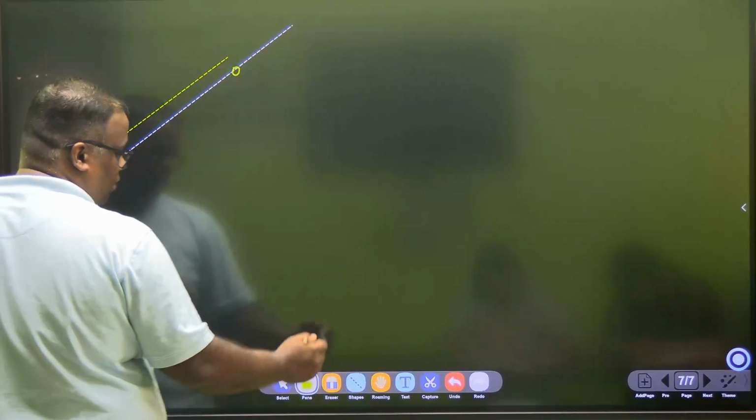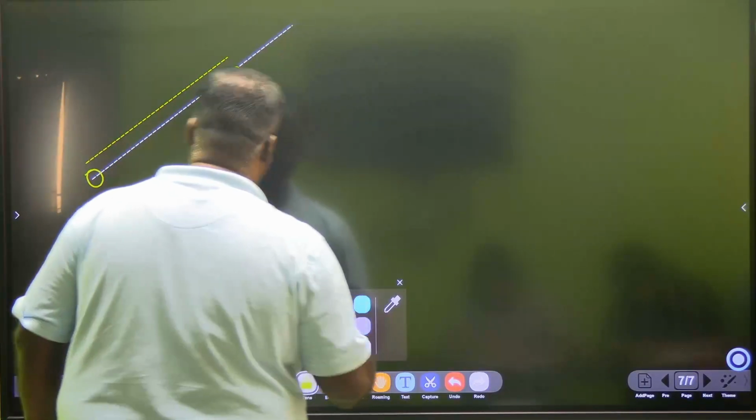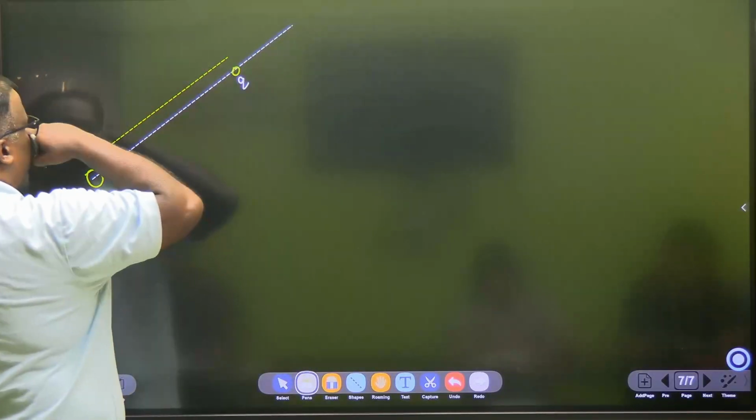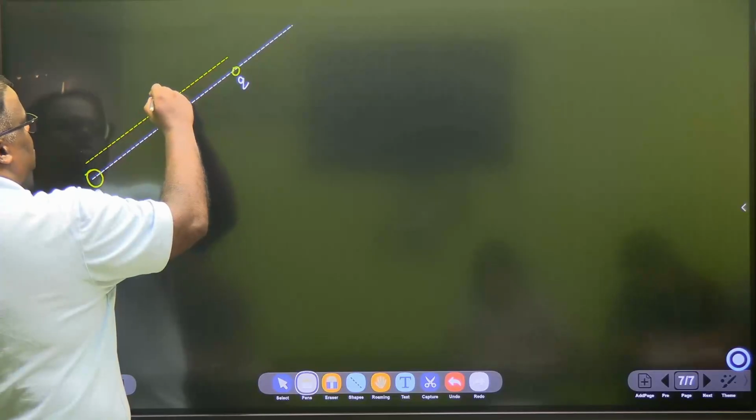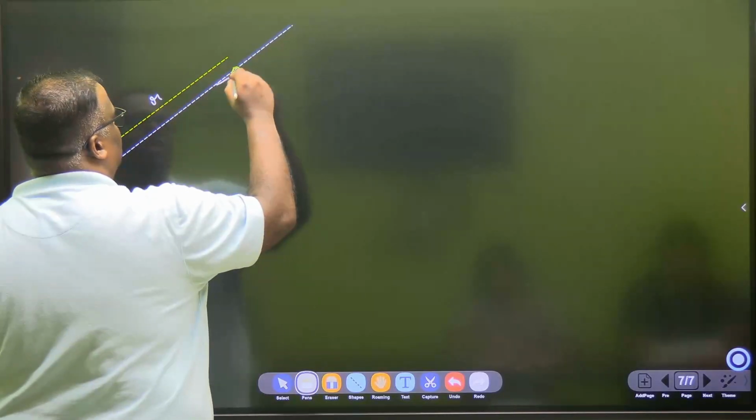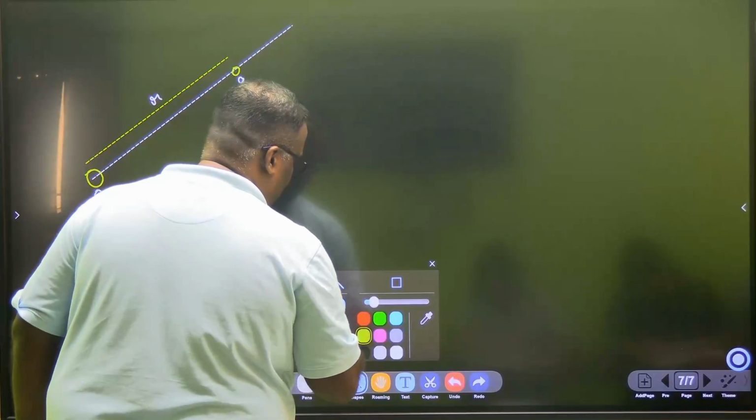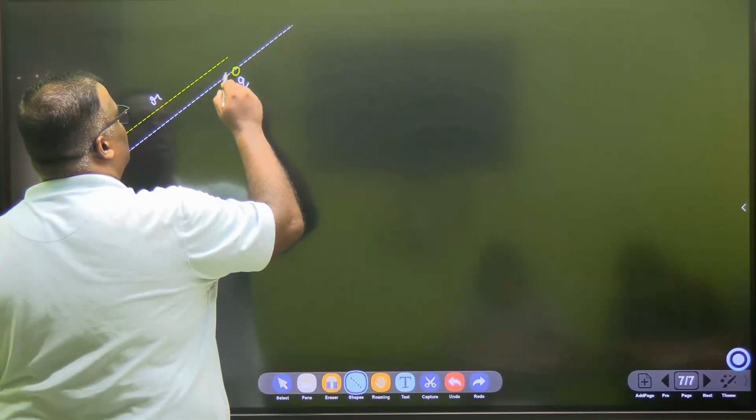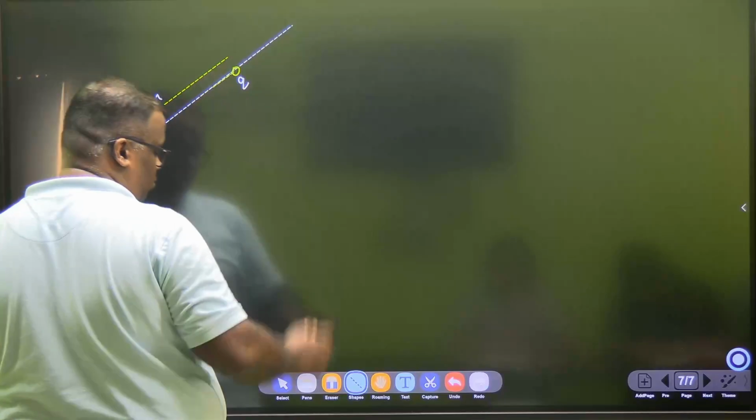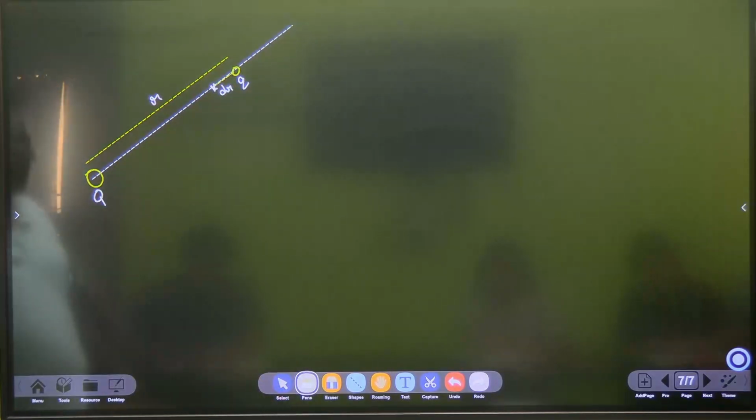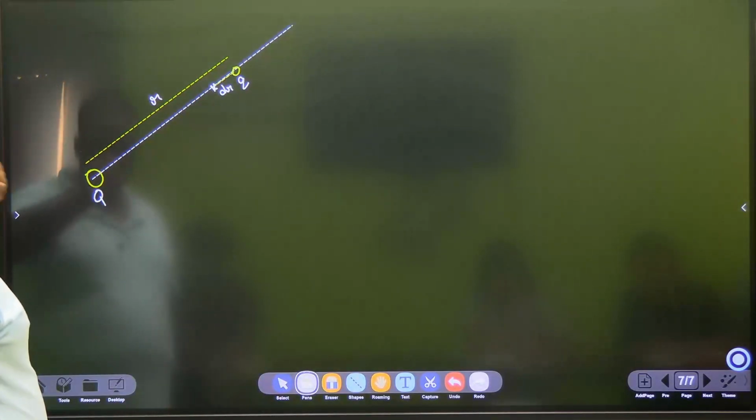So let's quickly put our values. This is Q. This is Q, right? And this distance is R, and you are trying to move Q through a small distance, dr. I'm trying to move it through a small distance dr on this side. Okay? Understood?